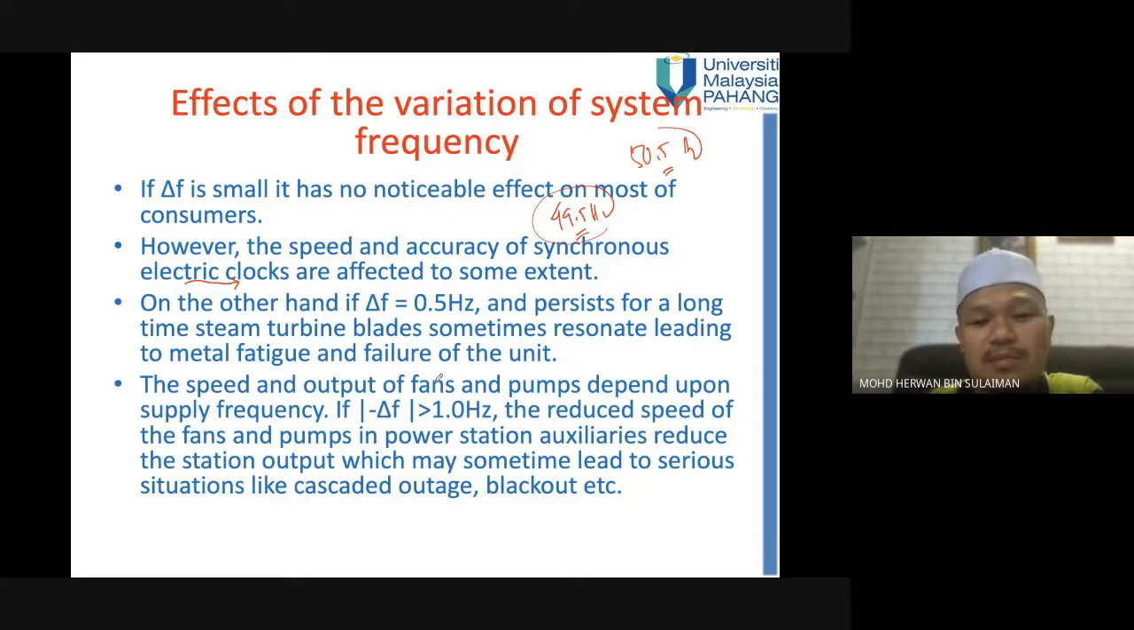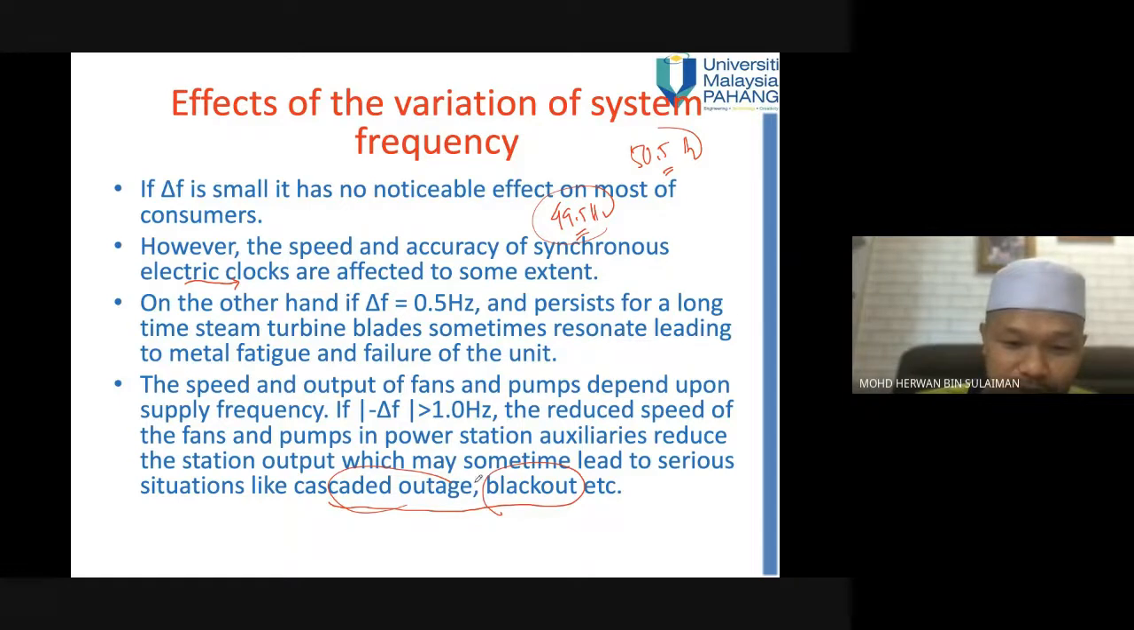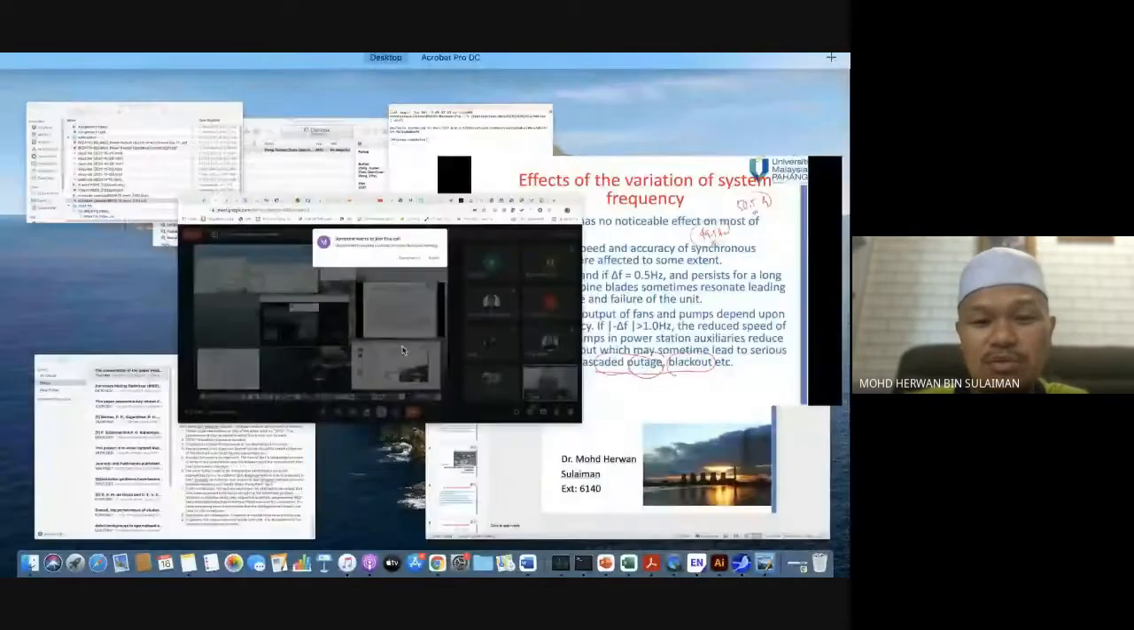Okay, the speed and output of fans and pumps depend on the supply frequency. If the deviation is more than 1 Hz, the reduced speed of fans and pumps in power auxiliaries reduces station output, which may sometimes lead to a serious situation like cascaded outage or blackout. Kita panggil apa? Kita panggil blackout kan? Cascaded. Di UK, US panggil outage. Maknanya tak ada current, kalau kita panggil tak ada current lah. Itu yang pernah berlaku dekat Malaysia pada tahun 96.